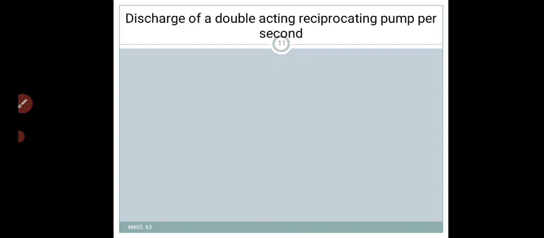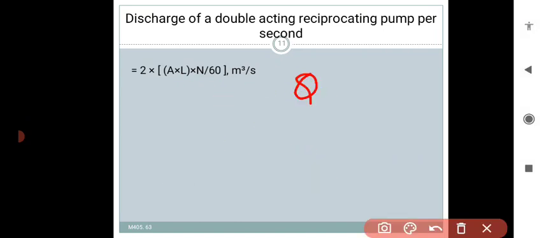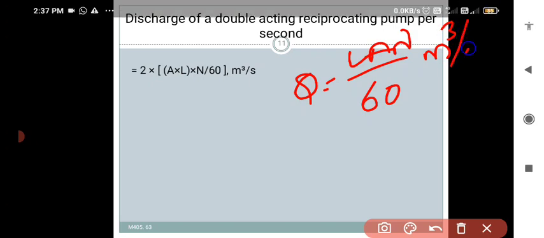This is for double acting reciprocating pump construction and working. Now the discharge of a double acting reciprocating pump per second is 2 into ALN by 60. We know that for a single acting reciprocating pump the discharge Q is equal to ALN by 60 meter cube per second. But in a double acting reciprocating pump, there is suction on both sides, so two operations are done.